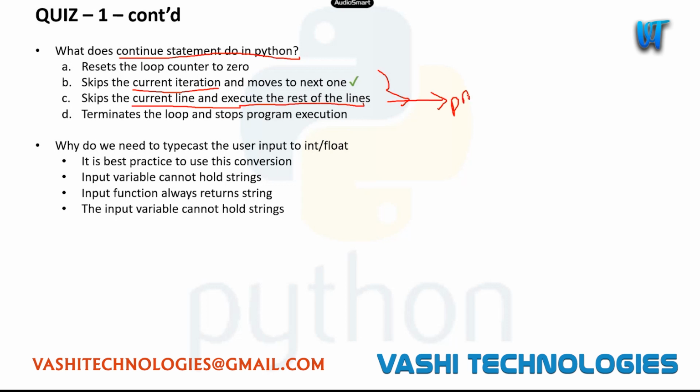If you are having pass, then pass is nothing, right? Pass will do nothing. If you have pass in a line, that line will be skipped. Nothing will happen in that line. But when it encounters continue, it will skip all the lines below that.